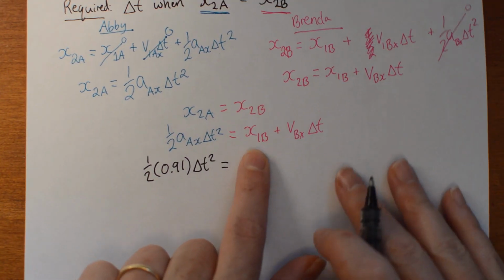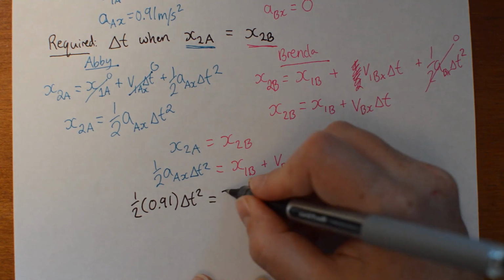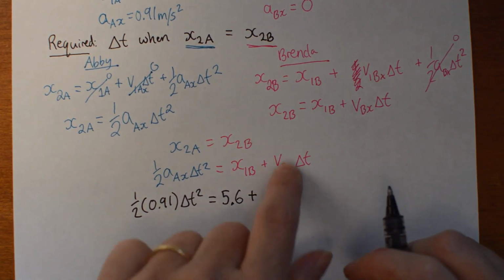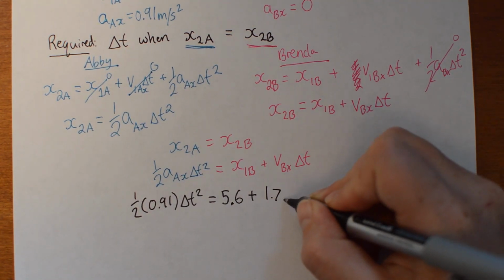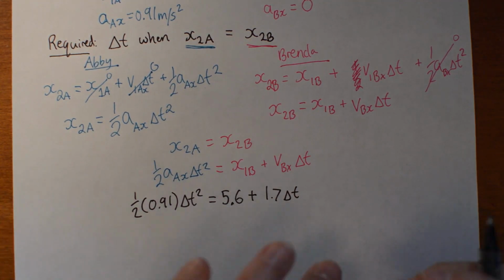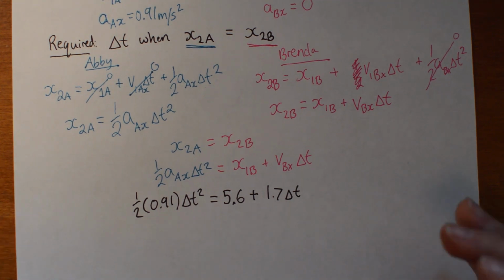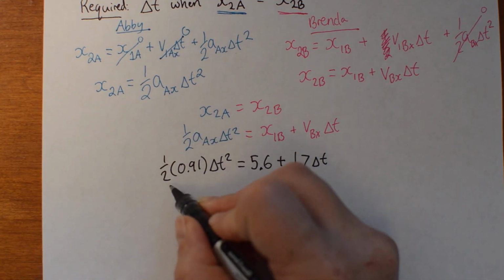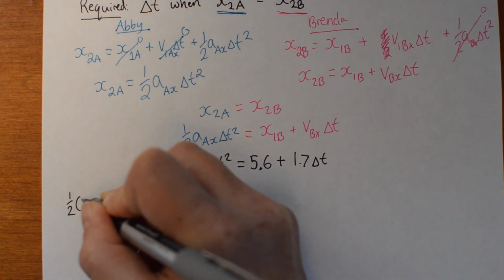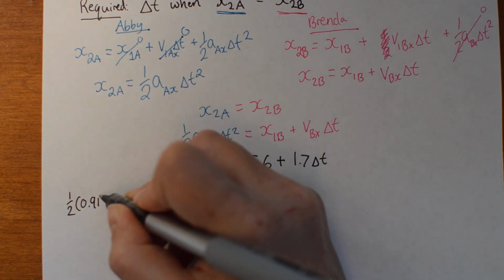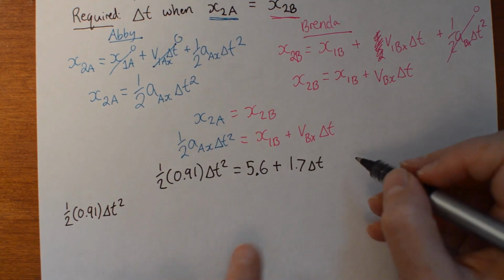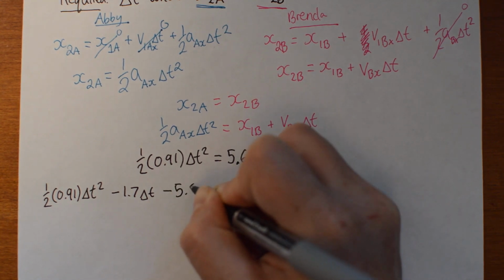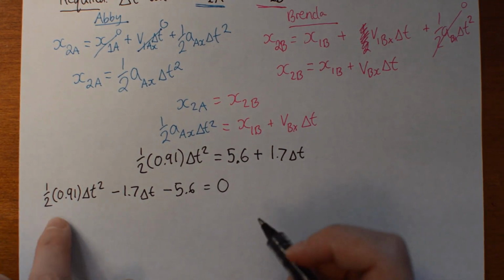That's going to equal the initial position of Brenda, which is 5.6, plus the velocity of Brenda, which is 1.7, times delta t. I'm going to move everything to one side. It doesn't matter which side you move everything to. Maybe I'll toss it on the left just for fun. So move those guys over. I'll have the half times 0.91 delta t squared. Then this becomes negative, minus 1.7 delta t minus 5.6. That'll equal 0.